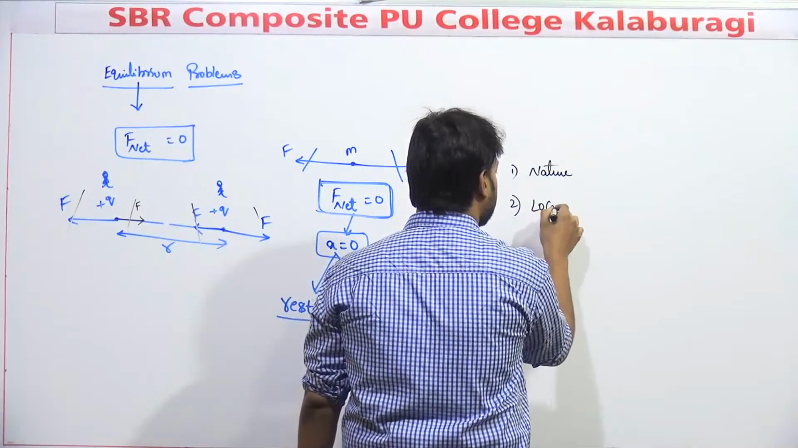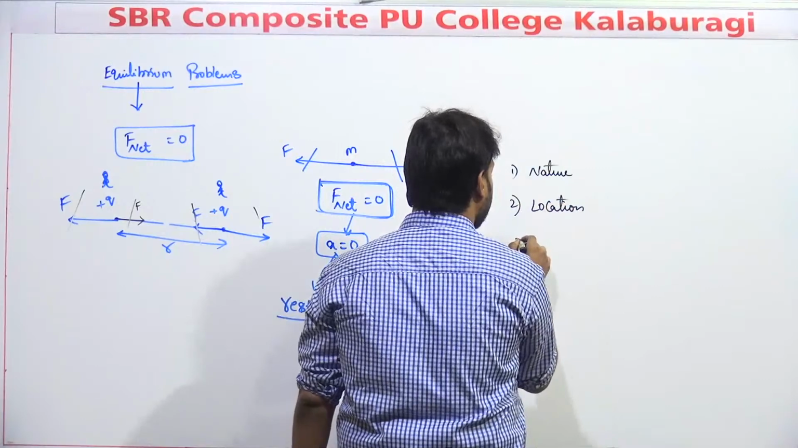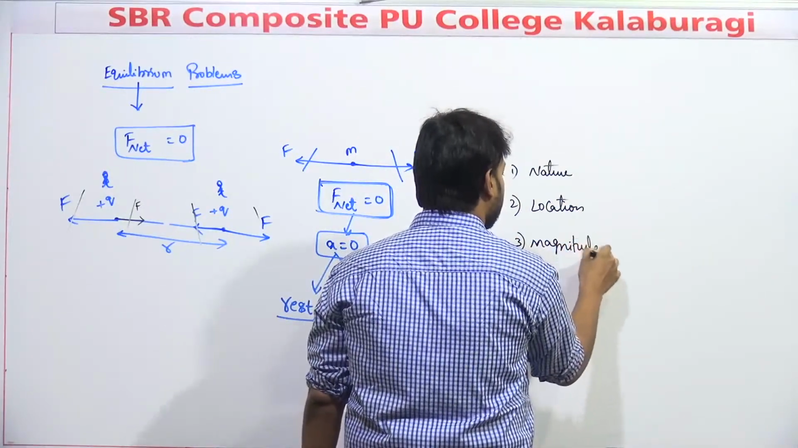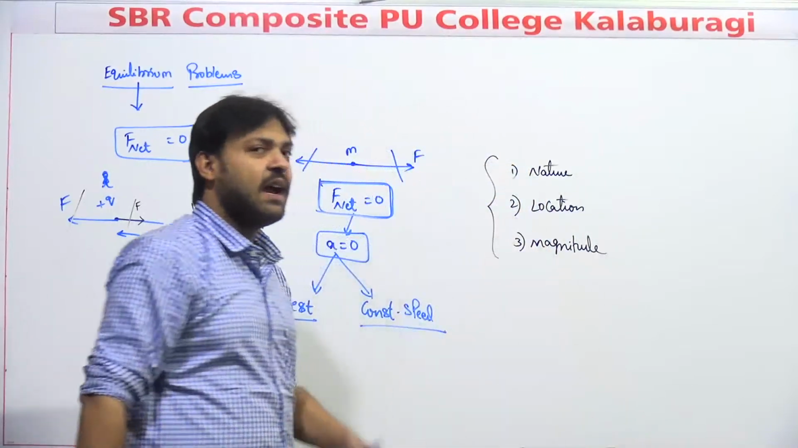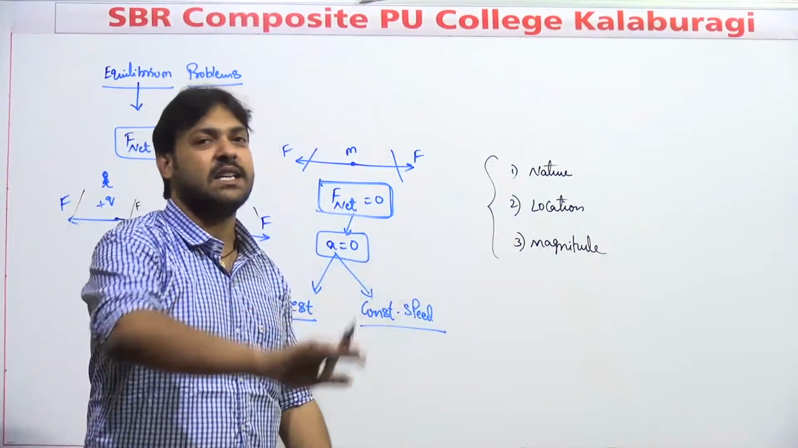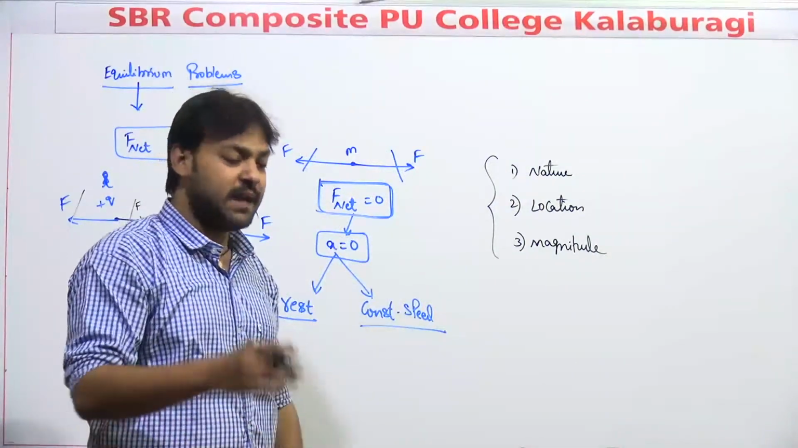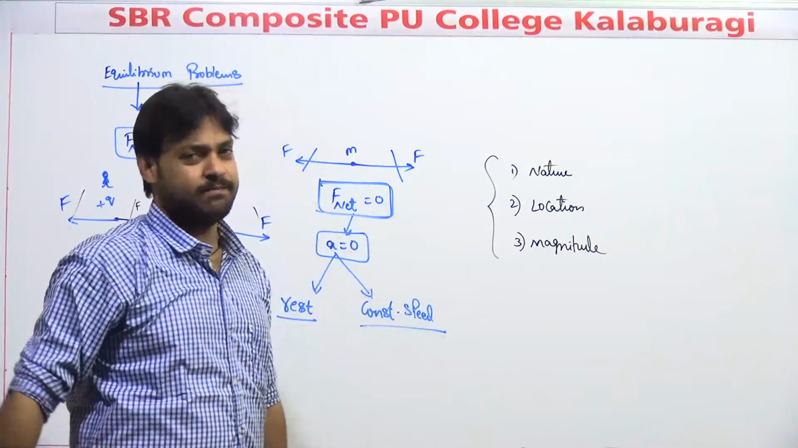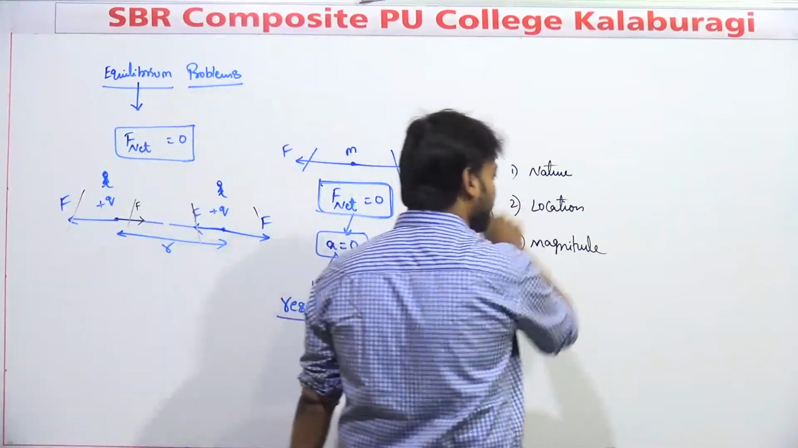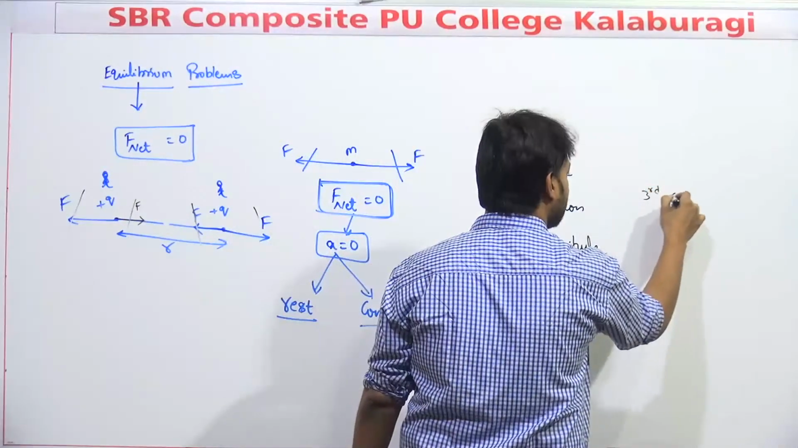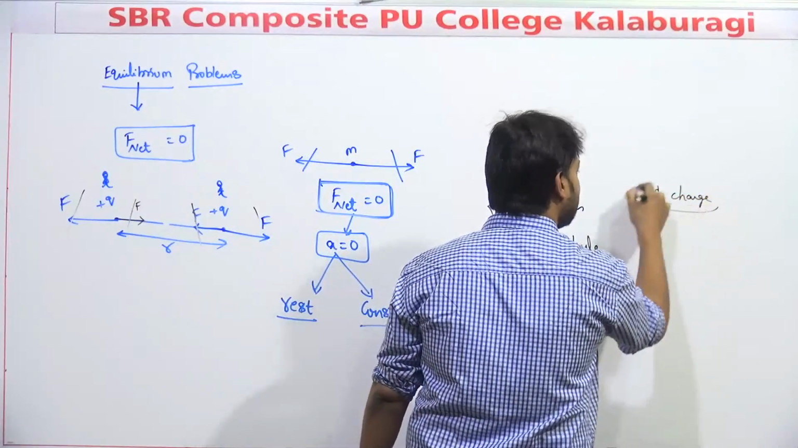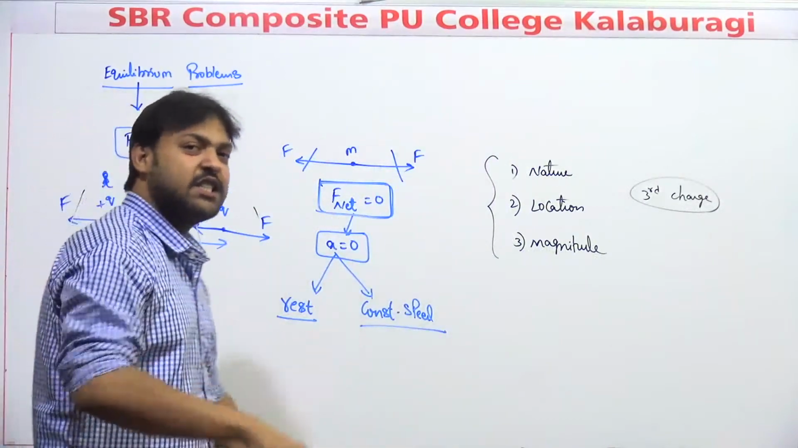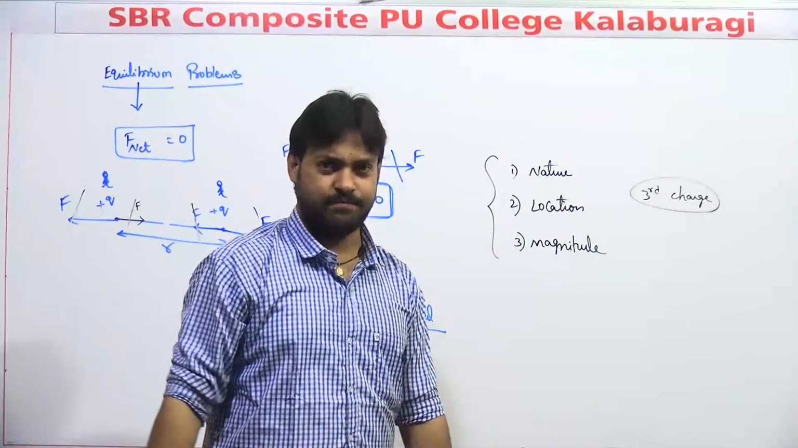Find the nature, location, and the magnitude of the third charge placed in that system such that the system will be in equilibrium. What's the point? This is what we have to calculate for the third charge placed in this system such that the system will be in equilibrium.